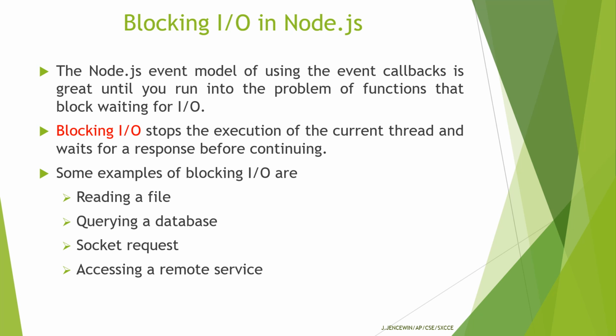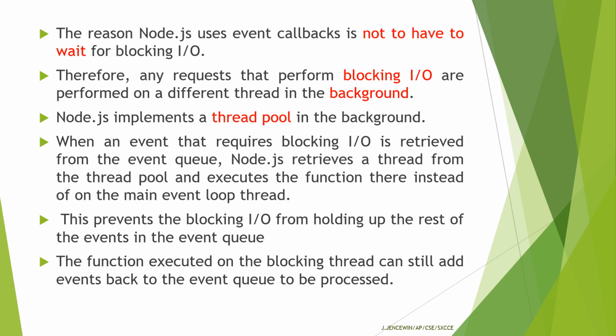So first we have to see what a blocking request is. A blocking request means stopping the execution of the current thread and waiting for the response before continuing. That is normally called a blocking request. A blocking request blocks the main thread, and it may complete its task by using some external resources, but the main thread is blocked until it gets the response. For example, reading a file, querying a database, a socket request, or accessing any remote resource.